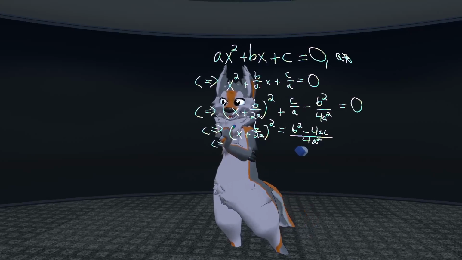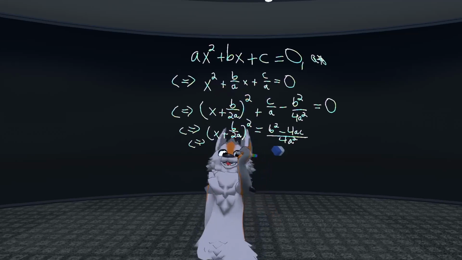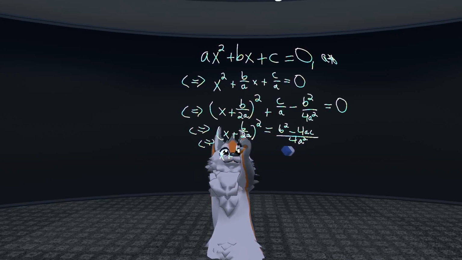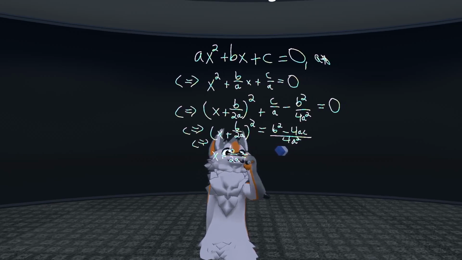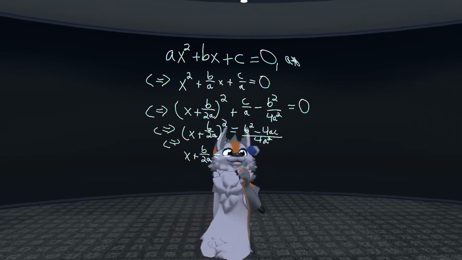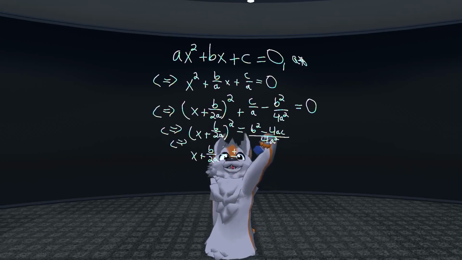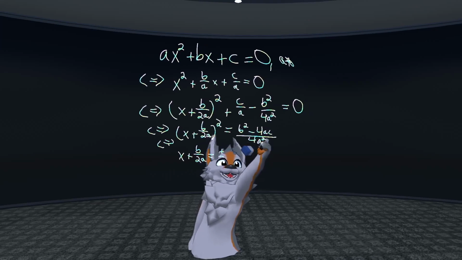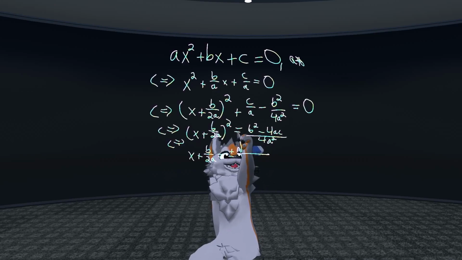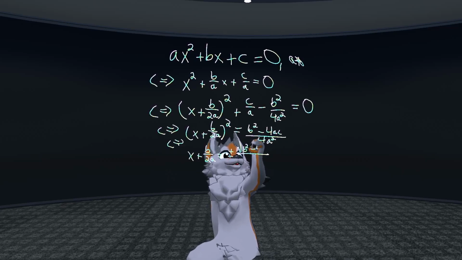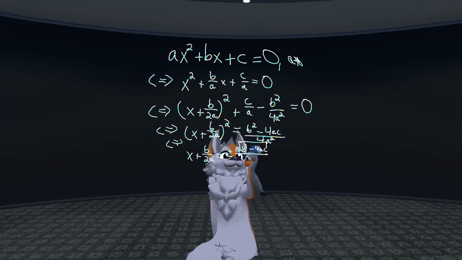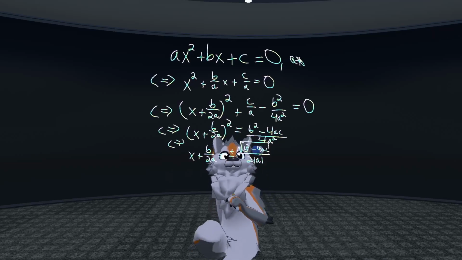Okay, then we take the square root, right? So we find that x plus b over 2a equals plus or minus the square root of this thing. Now let's think about this. In the denominator, we're going to get 2 times the absolute value of a, right? And in the numerator, there's going to be the square root of b squared minus 4ac, just like that, all over 2 times the absolute value of a.